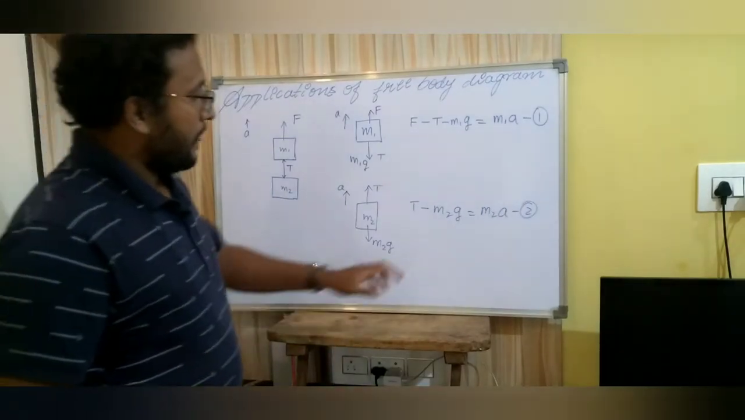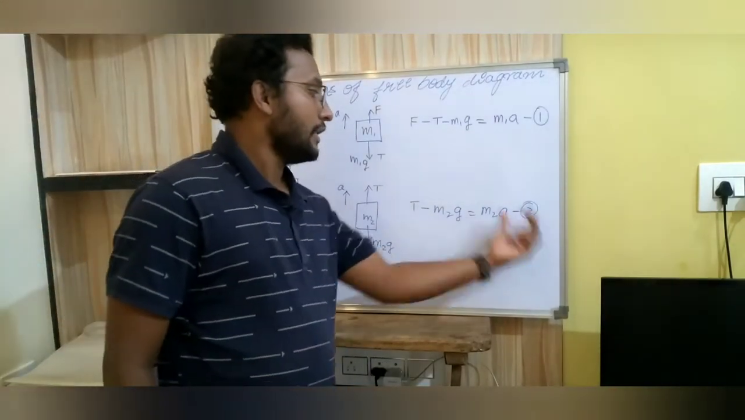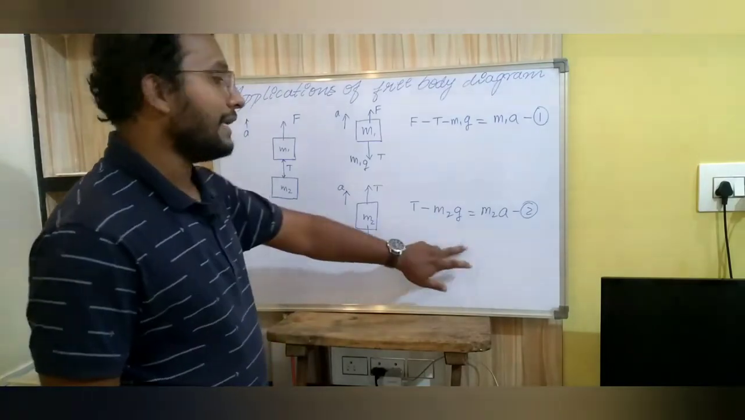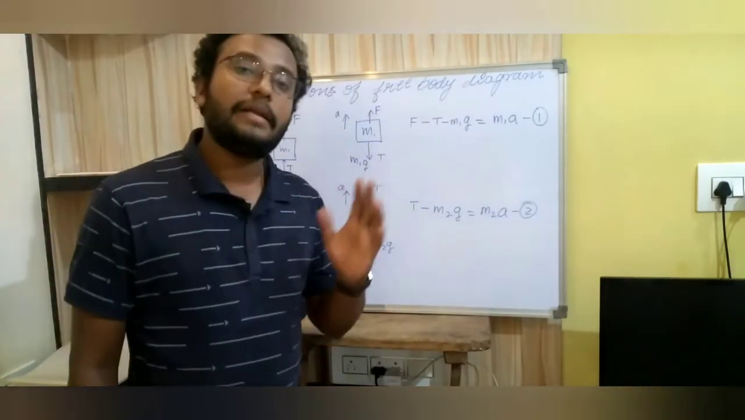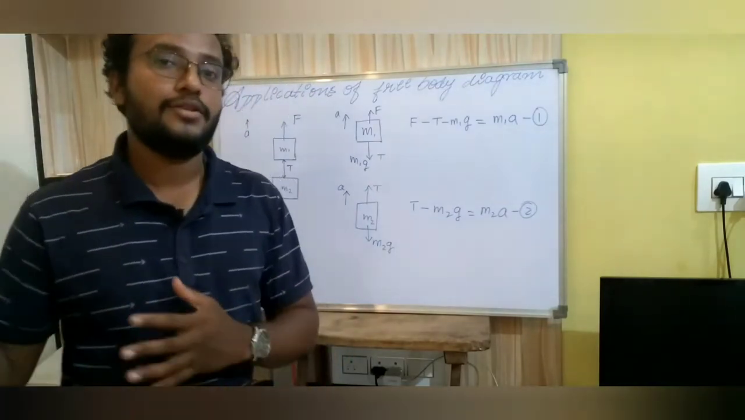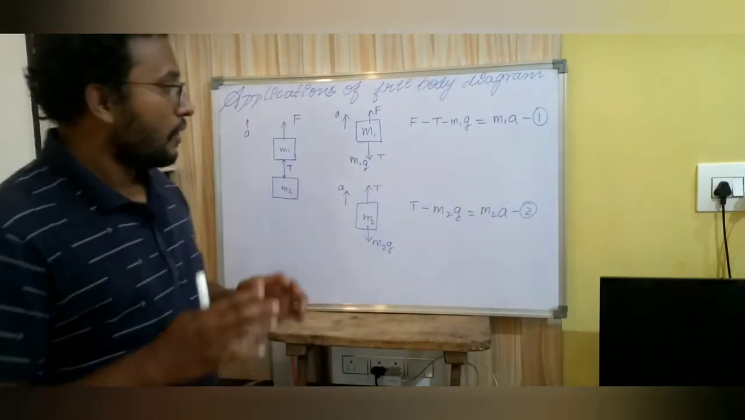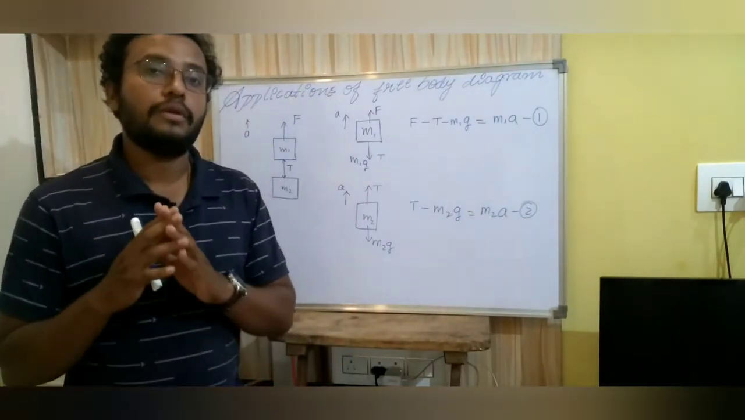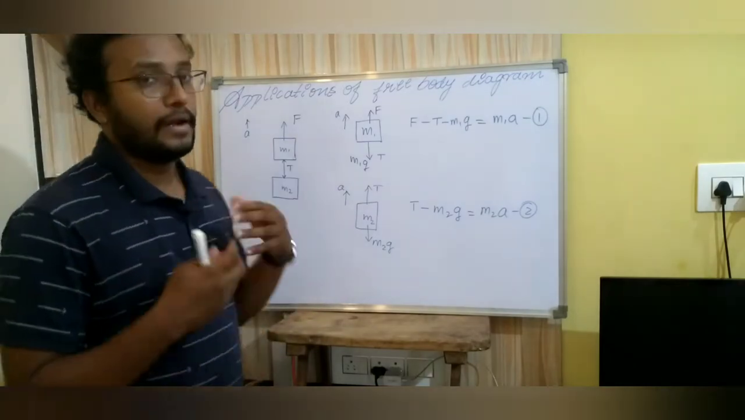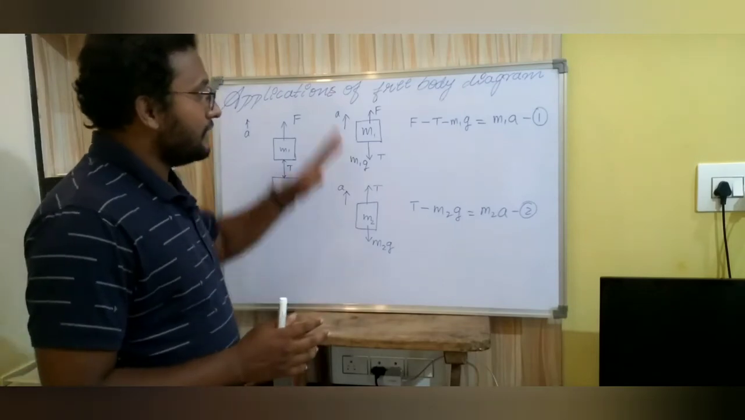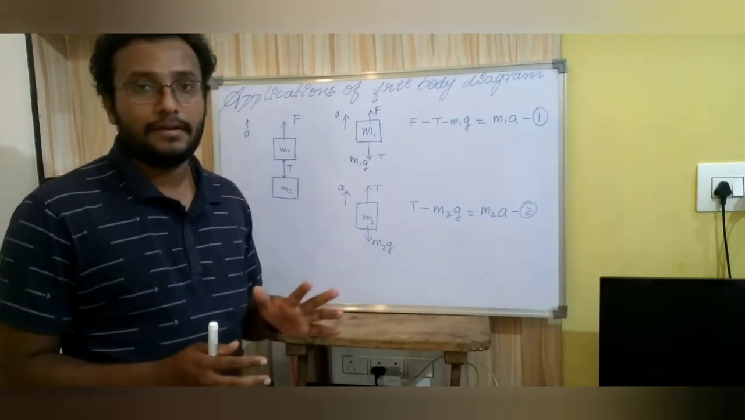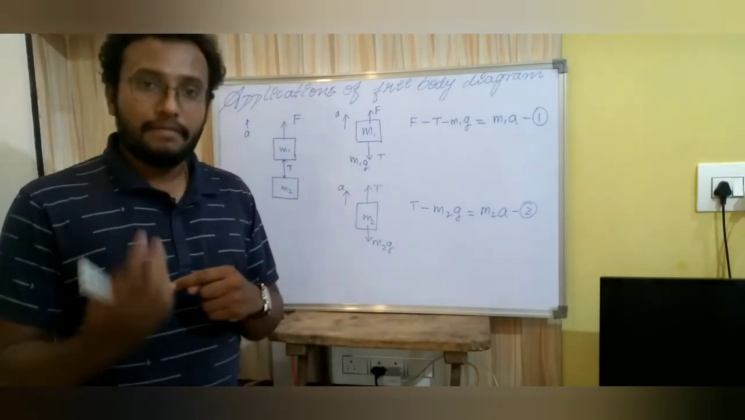Now, if you take M2G to the right-hand side, you will get T, and substituting that T over here, we will get F, as we have done in the last two cases. I hope you understand how to use the free body diagram in solving different mechanical problems. The same method of free body diagram can be applied anywhere.